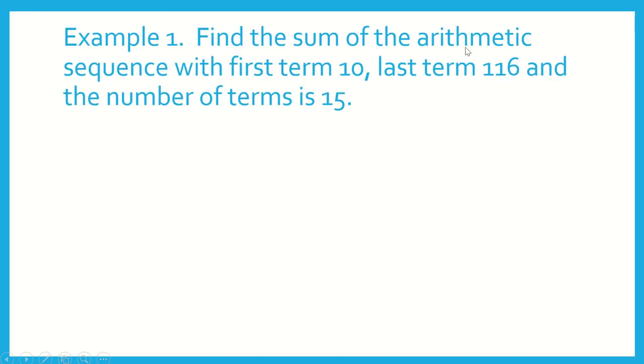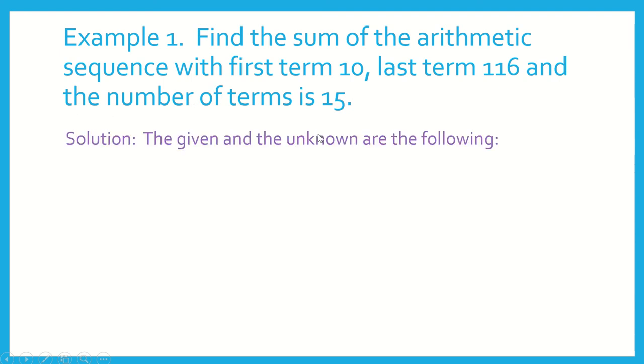Find the sum of the arithmetic sequence with the first term 10, last term 116, and the number of terms is 15. So here's the solution. The given and the unknown are the following. As mentioned a while ago, a sub 1 is the first term, so our value for a sub 1 is 10. And the number of terms, which is n, is equal to 15. And the last term, which is a sub n or a sub 15, is equal to 116. S sub n is missing because we're looking for the sum of the arithmetic sequence.